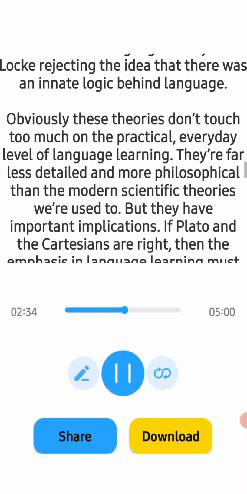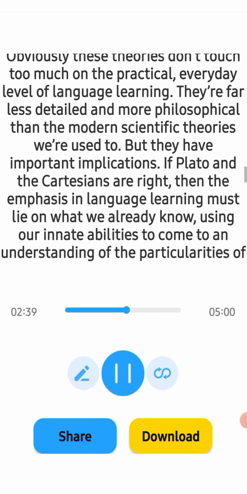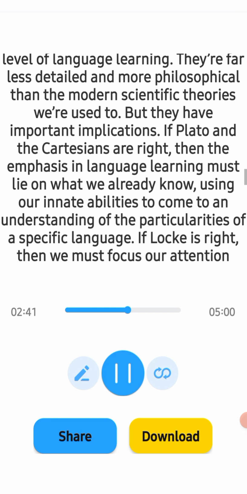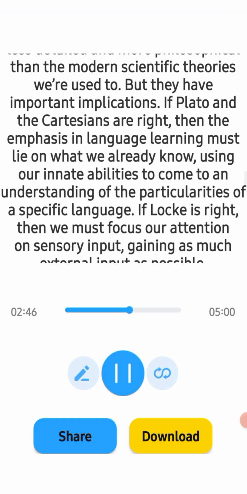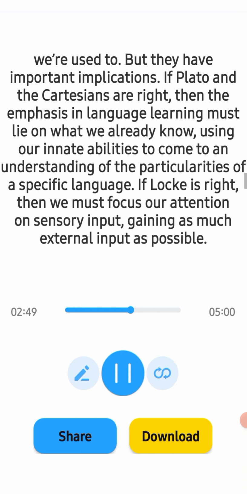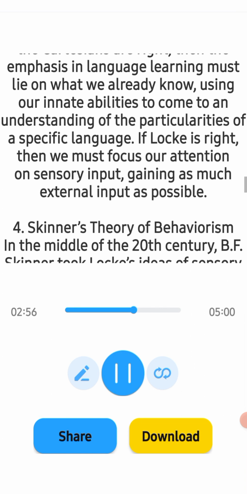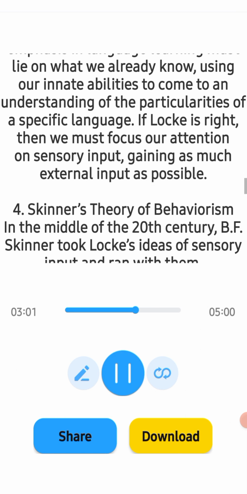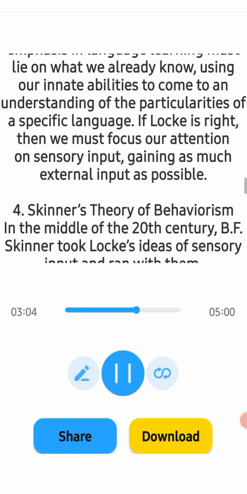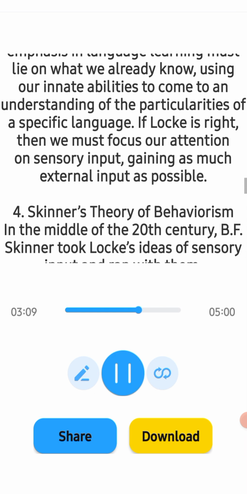Obviously, these theories don't touch too much on the practical, everyday level of language learning. They're far less detailed and more philosophical than the modern scientific theories we're used to. But they have important implications. If Plato and the Cartesians are right, then the emphasis in language learning must lie on what we already know, using our innate abilities to come to an understanding of the particularities of a specific language. If Locke is right, then we must focus our attention on sensory input, gaining as much external input as possible.